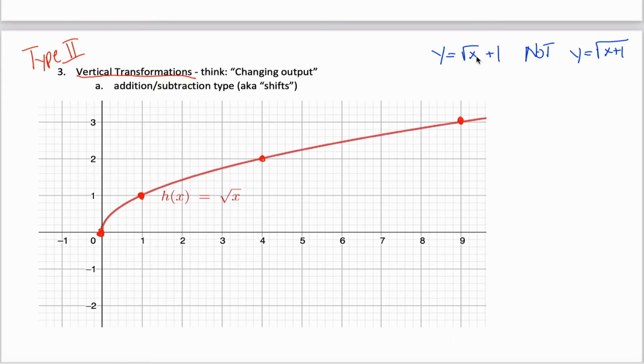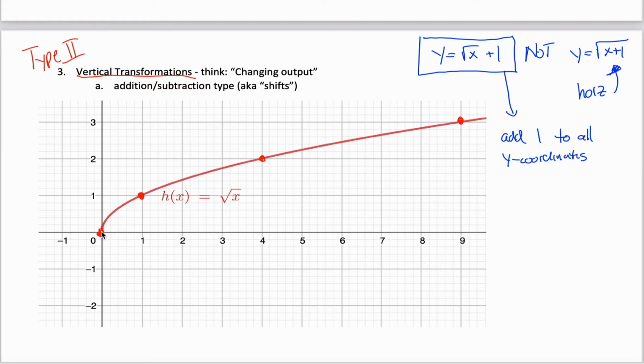In this case, it's the square root of x that I'm adding 1 to, whereas in this case, it's the x that I'm adding 1 to. This would be a horizontal transformation, and we're not dealing with horizontal transformations. Right now, we're dealing with vertical transformations, so this is the graph that I want to explore. Well, there's two different ways you can think about it. What I think is easiest is just to recognize that in red, the y-coordinate is just the square root of x, but in blue, the y-coordinate is the square root of x plus 1. So all we're going to do is take all these different y-coordinates and add 1 to them.